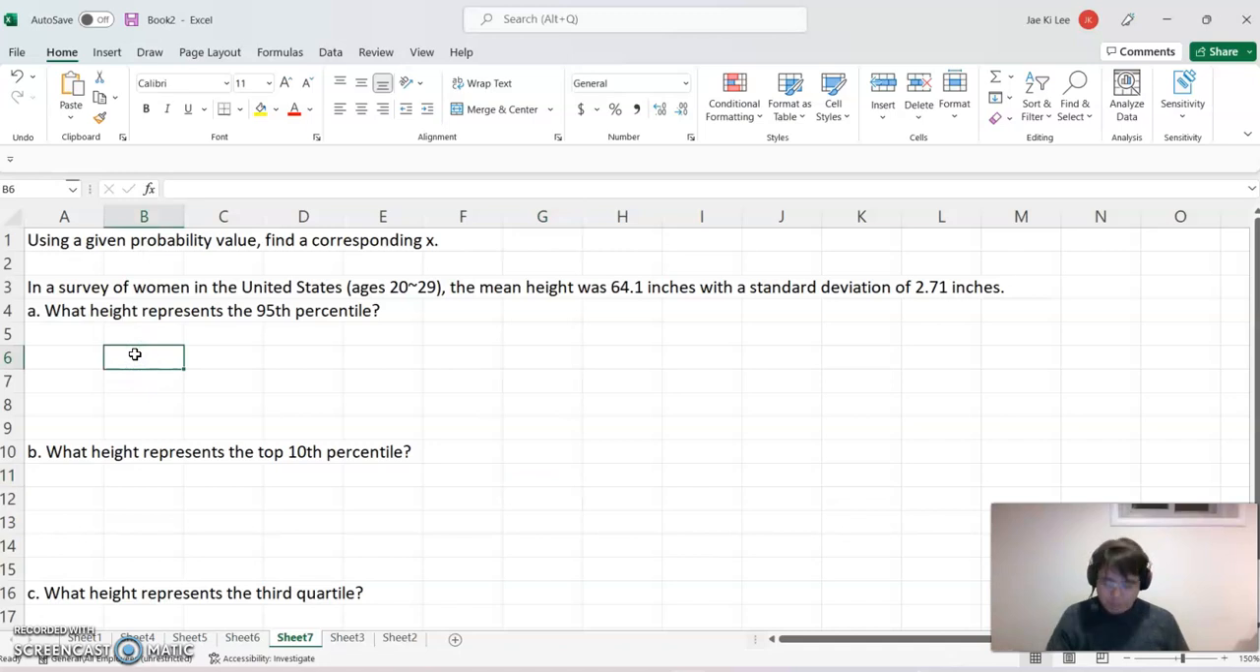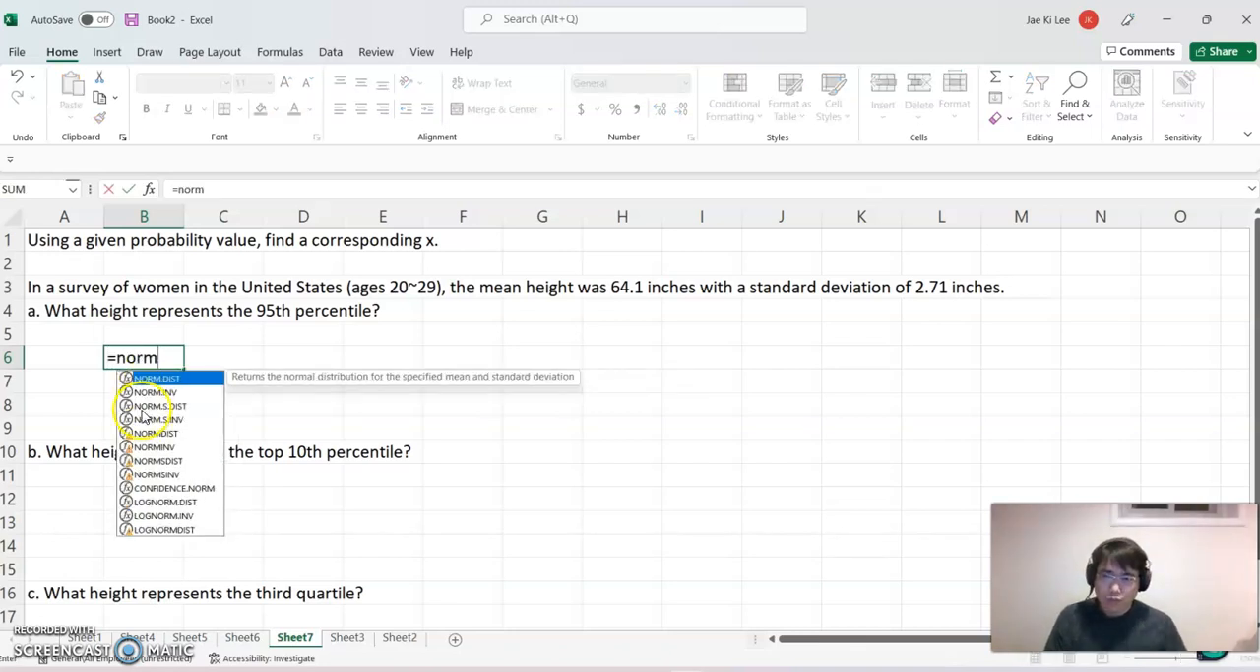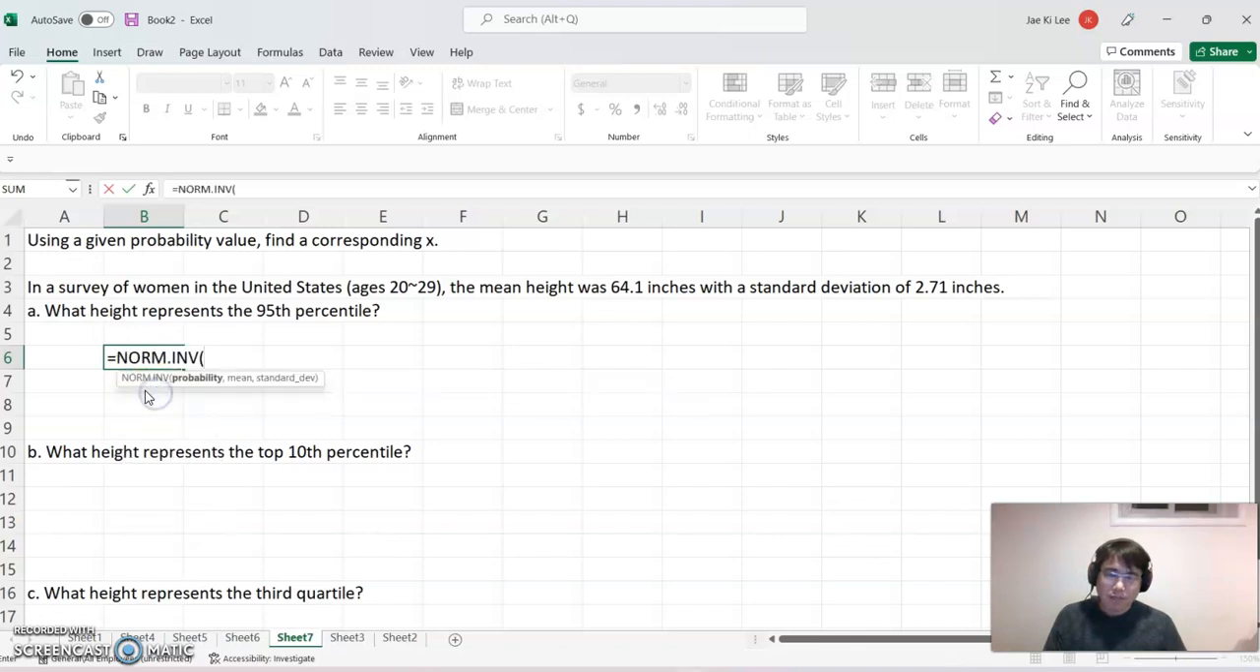So, the first question. We are finding the 95th percentile, which means from the bottom, the cumulative percentile becomes 95%. So, it already indicates the left-hand side area. Okay, so just type equal NORM.INV, and the probability value becomes 0.95, and comma, what's the mean?